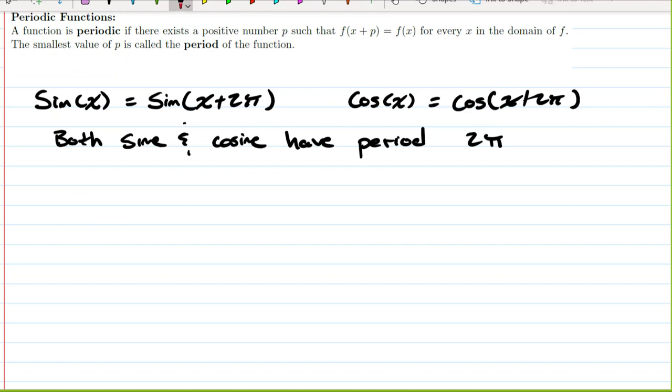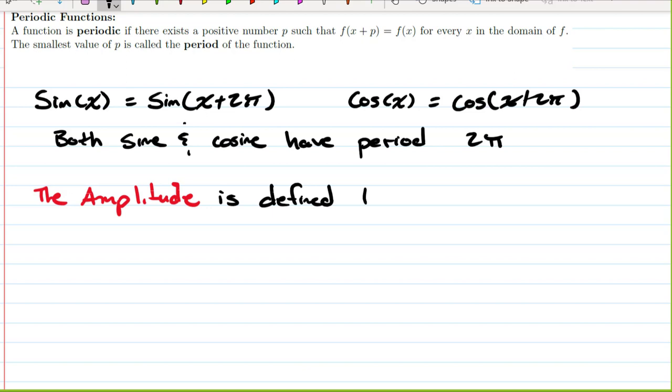The next thing we need to define is the amplitude. So the amplitude is defined to be 1/2 times y max minus y min in absolute values.